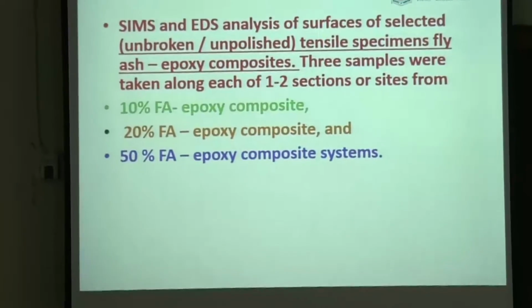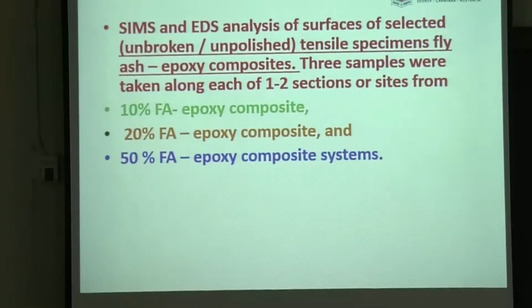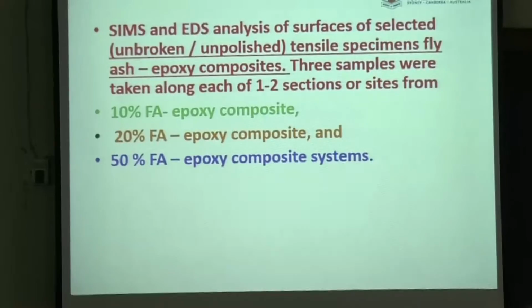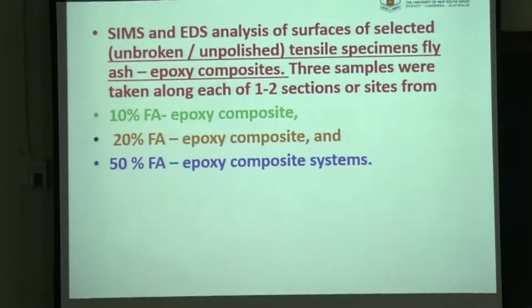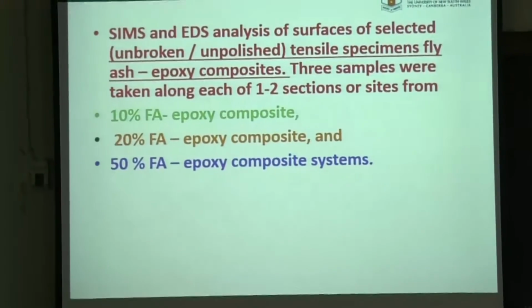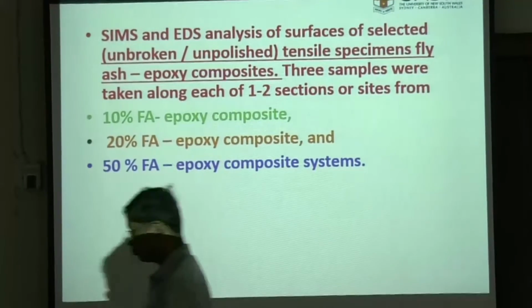SIMS and EDS analysis of surfaces of selected unbroken and unpolished tensile specimens were done, because then they are unpolished and unbroken. That means they are the normal view. So if you take polishing and things, then you can lose some of the bonds and things, and you see the distribution.